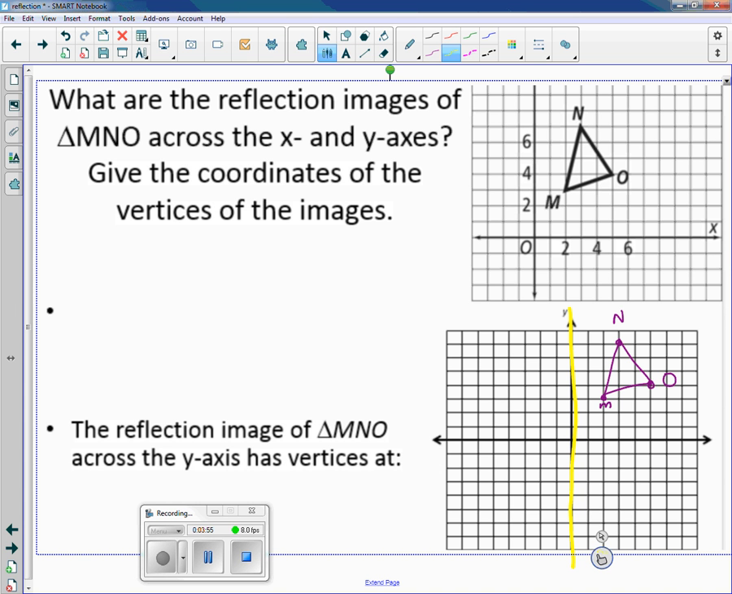So, again, we're going to count towards our line of reflection. M is 2 away from the line. So if I go 2 more, my M should be, change it to red, should be right here. O is 1, 2, 3, 4, 5 away from my yellow line. N is 1, 2, 3, 1, 2, 3. And there is my triangle. Okay?